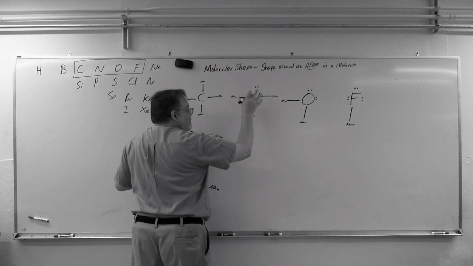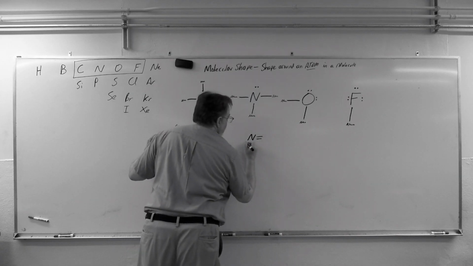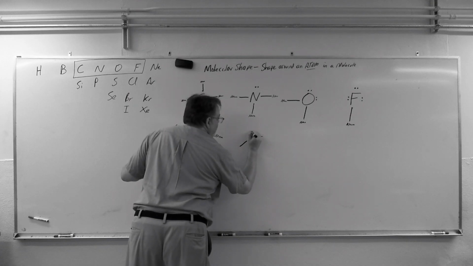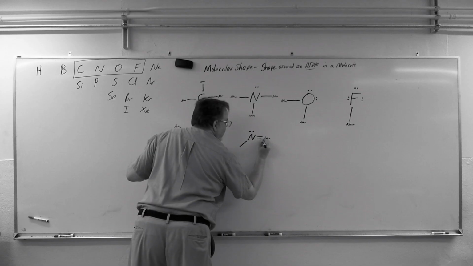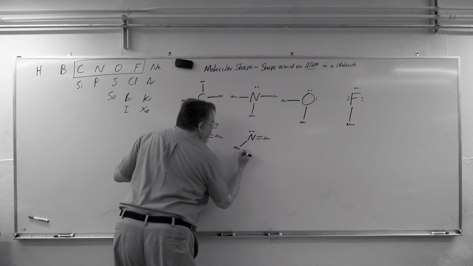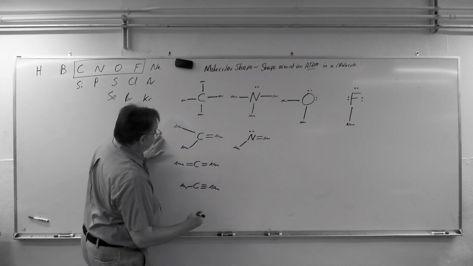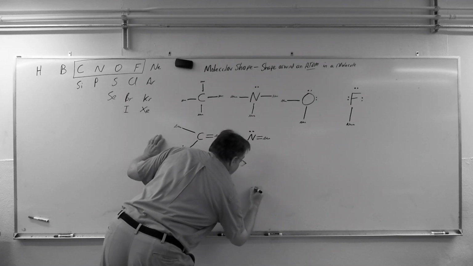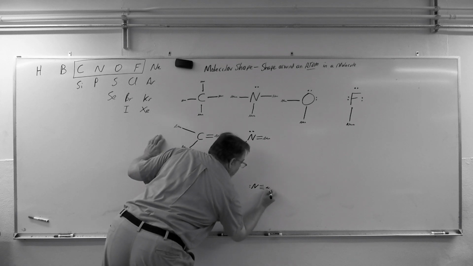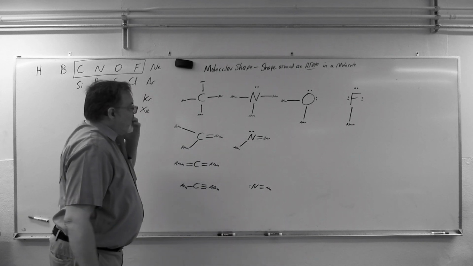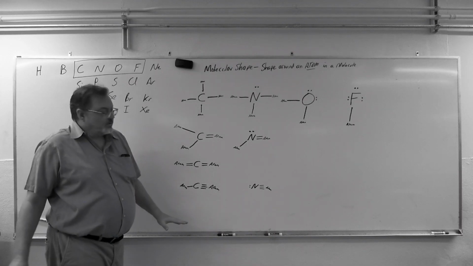You can have nitrogen with all three single bonds, or you can have nitrogen with a double bond and a single bond. This pair of electrons is still there, though. So I'm going to say atom, atom, and a pair of electrons. And you can actually see nitrogen with a triple bond and a pair of electrons to an atom. Those are the three ways you will see nitrogen in a molecule and no others.